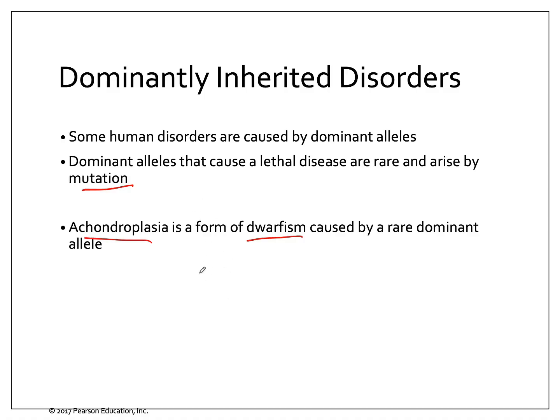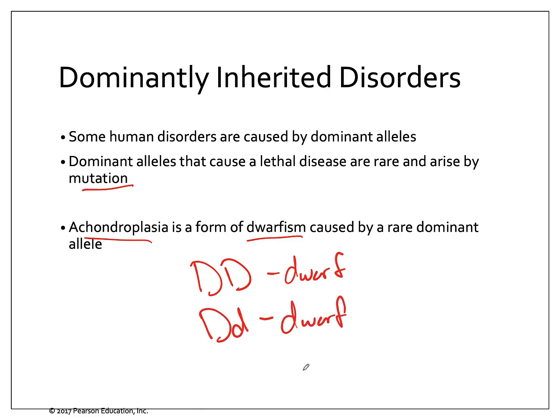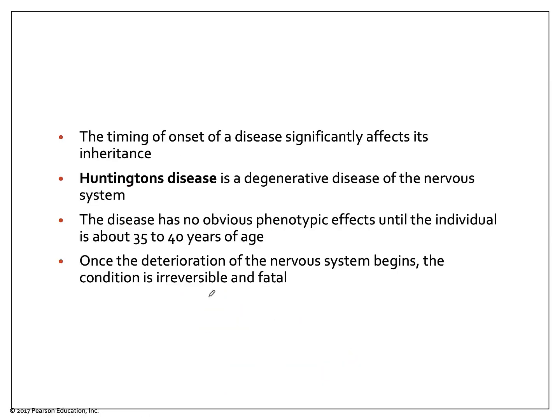And if you have capital D, because this is a dominant trait, this would be dwarfed. And this is a dominant disorder, so even somebody who only has one capital D would still have the dwarf trait, and then the only person who would be of normal height would be a homozygous recessive. So that's what we mean here by it's a dominant disorder. Anybody who has a dominant allele is going to show that disorder.